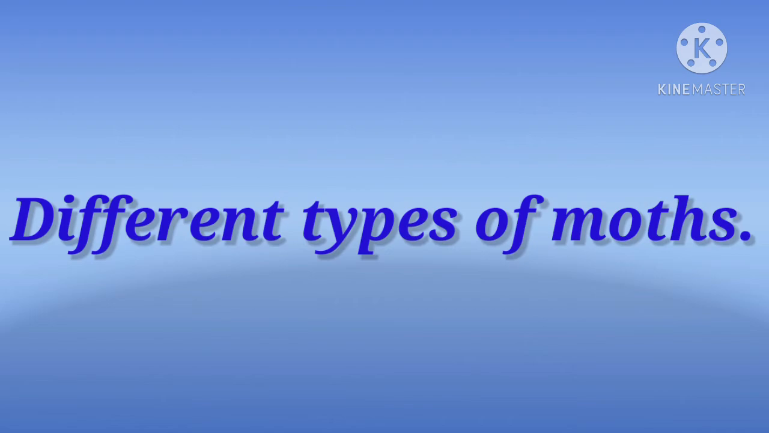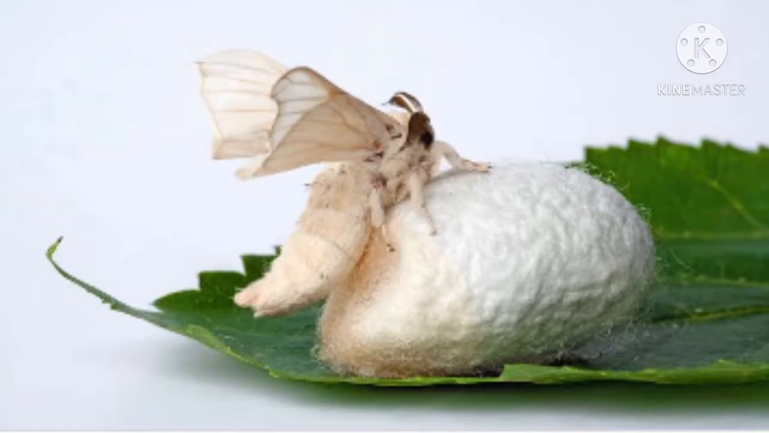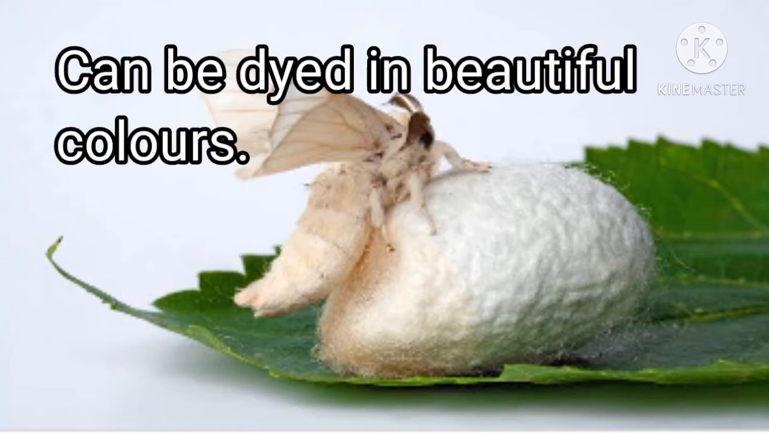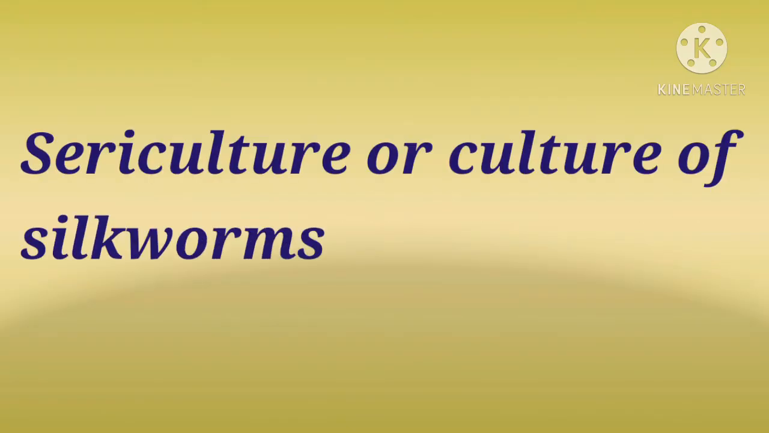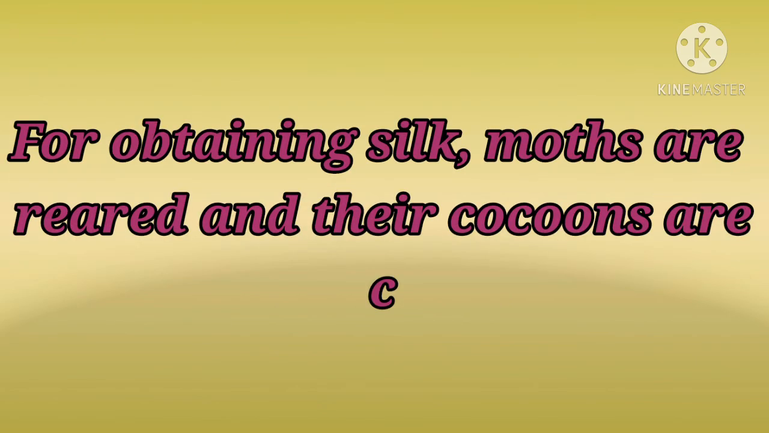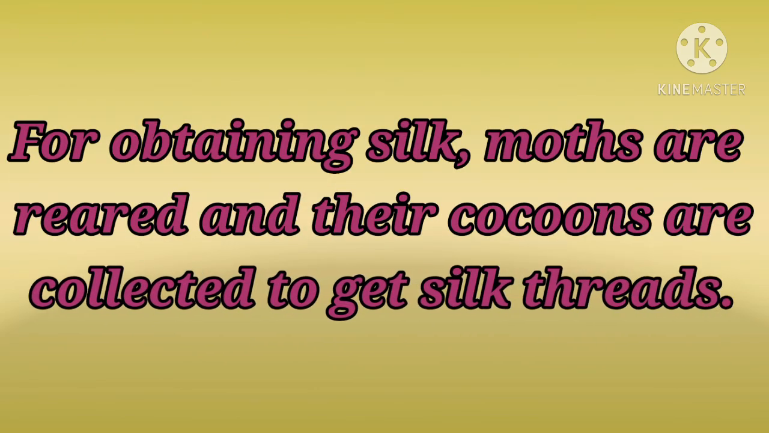The most common silk moth is the mulberry silk moth. The silk fiber from the cocoon of this moth is soft, lustrous and elastic and can be dyed in beautiful colors. Sericulture or culture of silkworms is a very old occupation in India. India produces plenty of silk on a commercial scale. For obtaining silk, moths are reared and their cocoons are collected to get silk threads.